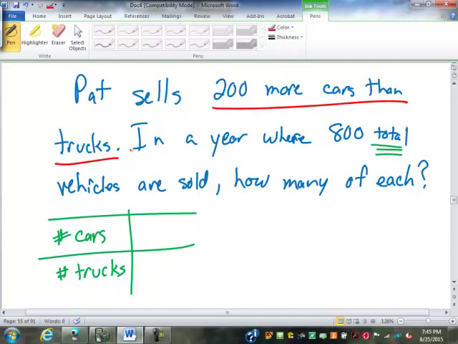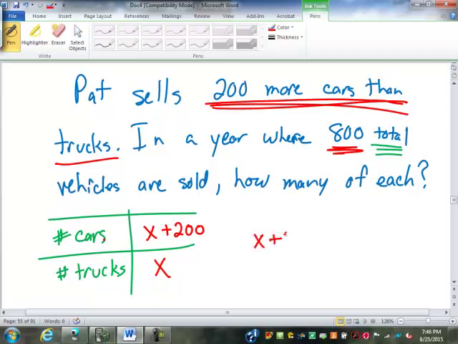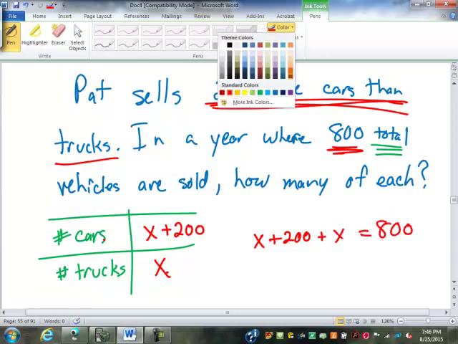So what is that telling us? If I let x be one of them, first of all, which one of them would I want to let x be? Number of cars or number of trucks? Number of trucks. Because then the number of cars is going to be not times, but plus 200 more. So x plus 200. Once we have that, now we know the total is 800. So x plus 200 plus another x equals 800 vehicles in this case.